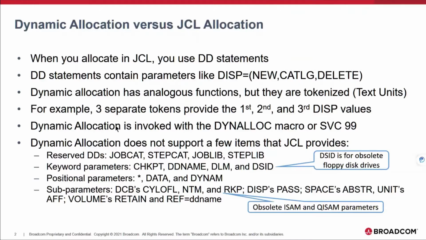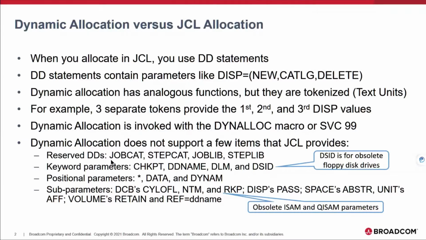And when you invoke dynamic allocation, you use the dynalloc macro. Some people code SVC99 because dynalloc really doesn't do anything except issue an SVC99, but really it's a best practice to code the system macro, even though it only generates this one statement. So do that, please.